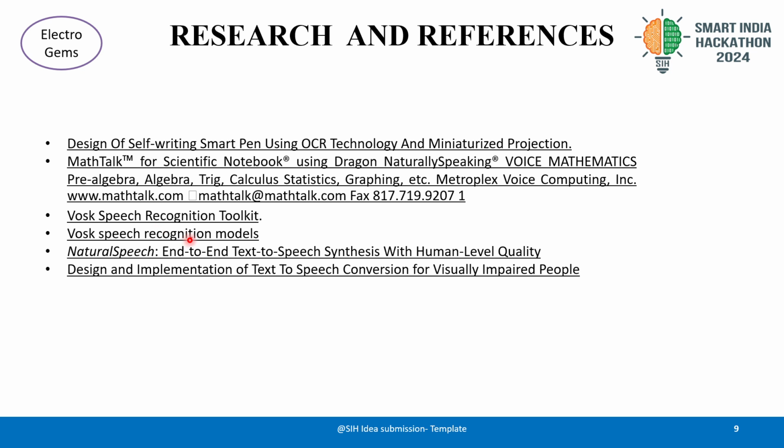VOSK is a speech to text detection model which is readily available, which can be integrated into our Python code. This has models of various accuracies. We can choose between a model of highest accuracy or a model with medium accuracy with faster speeds. And the design and implementation of text to speech conversion for the visually impaired. This project has helped us in identifying some key aspects of the text to speech conversion algorithm.